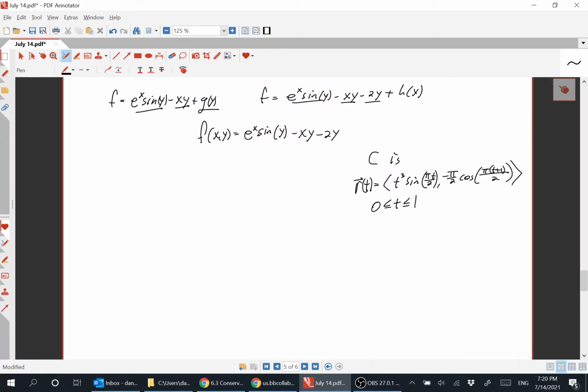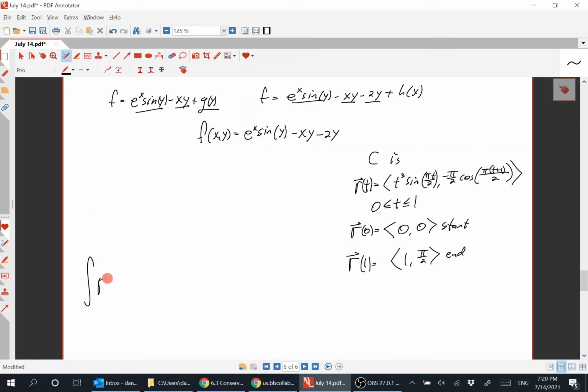Now, of course, that's a really nasty looking r of t, but all we care about is where we start and where we finish. So r of 0 is what? Well, this is 0. And then this is cosine of, so t plus 1 is 1, so cosine of pi over 2, which is 0. So r of 0 is 0. And then r of 1 is equal to what? 1 times sine pi over 2 is just 1. And minus pi over 2 cosine of 2 pi over 2 is cosine pi, that's negative 1. So you get negative 1 times negative pi over 2 is just pi over 2. So this is the start, and this is the end.